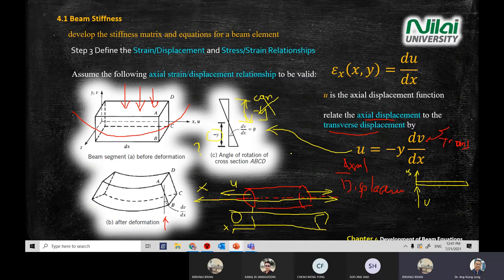Can you guide me? Which diagram are you referring to? You have diagram A, diagram B, diagram C. So which diagram can you use to explain the negative y? Chia, do you want to try to answer why you can write negative y? Why is there a negative sign here? Yeah, Chia, go ahead.